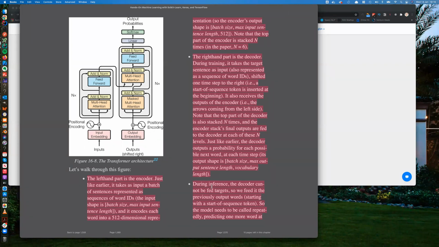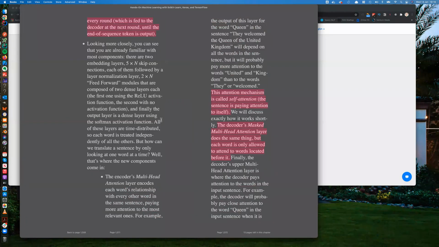And then they're saying that during inference, the decoder cannot be fed targets, so it's fed the previously output words, starting with a start of sequence token, which is kind of normal. During inference, because we don't know what the final sentence should be, we just take what it last output as the next bit of the input, as the sentence keeps growing. Is that okay? Yeah. Okay, so now we go into the next section.